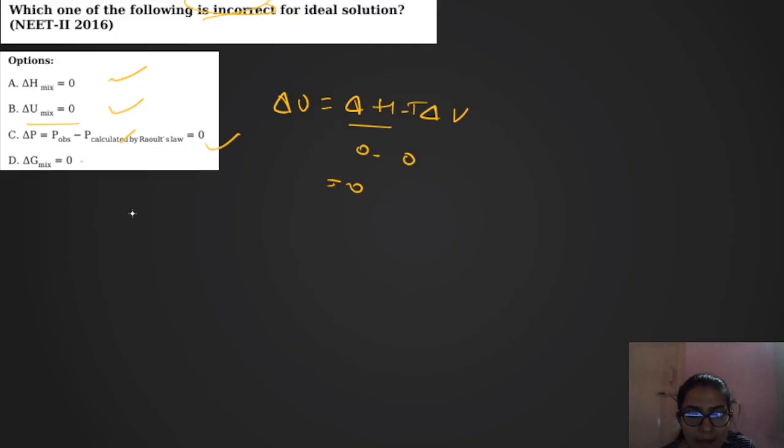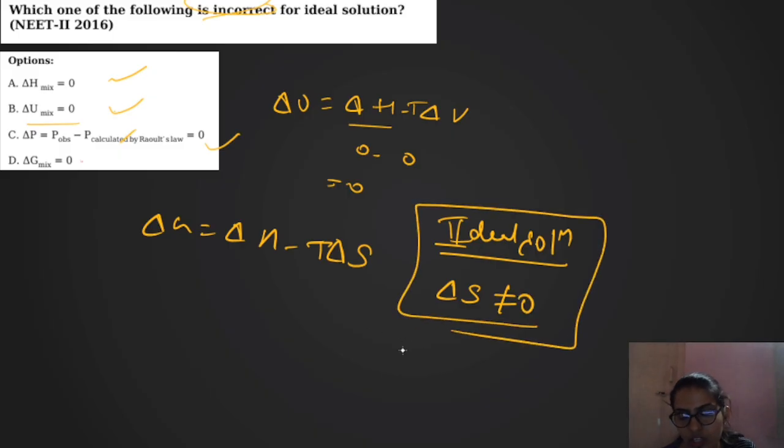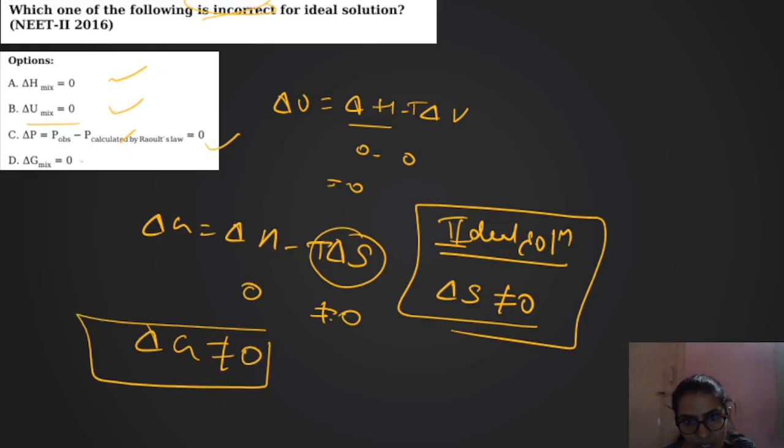This is also correct. But how about delta G? Delta G is equal to delta H minus T delta S. But for ideal solution, do remember, delta S is not equal to 0. If delta S is not equal to 0, even if this is equal to 0, overall delta G is not equal to 0 for ideal solution. But here they give equal to 0. It means this is going to be the incorrect answer.